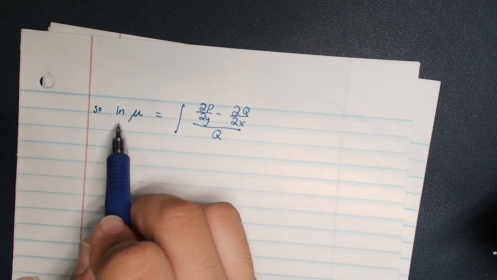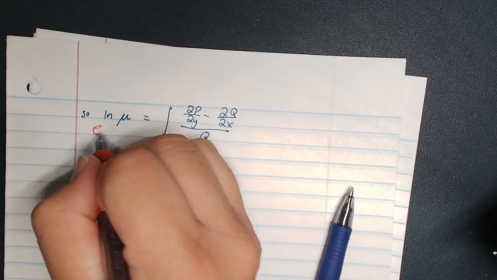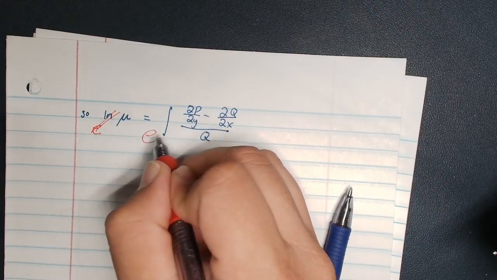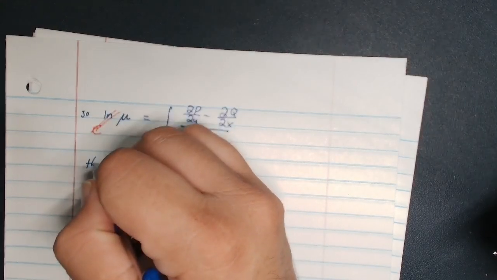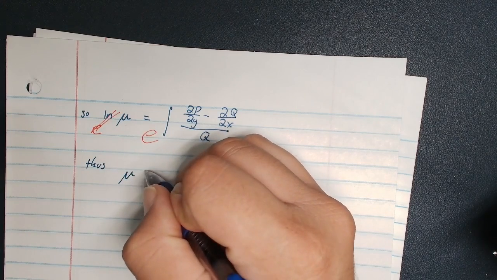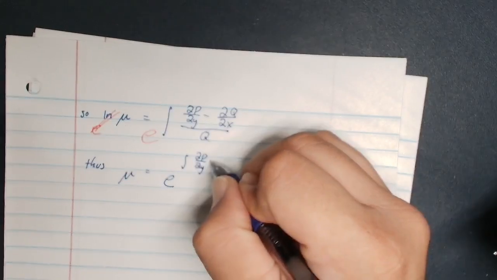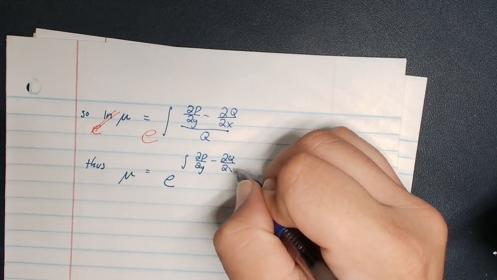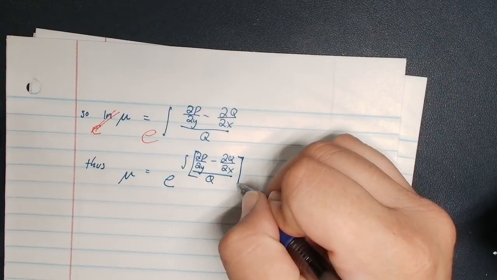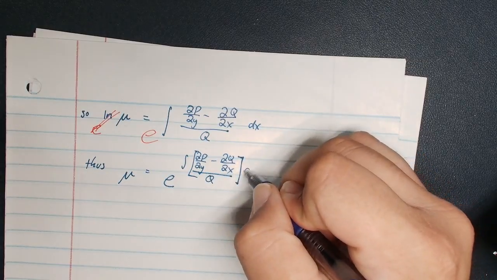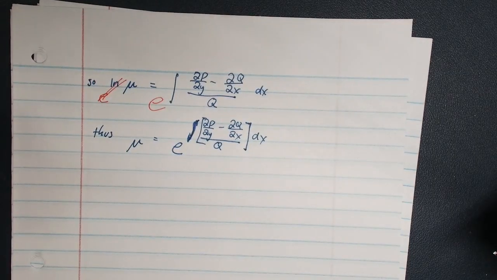And finally, to isolate mu on its own, we can exponentiate on both sides. We can say e to the natural log of mu, and then e to all of this stuff. And here we end up with our integrating factor. Thus, our integrating factor mu is in fact equal to e to the integral of del p del y minus del q del x over q, oh, I forgot my dx here, didn't I? dx. And that will be our integrating factor.